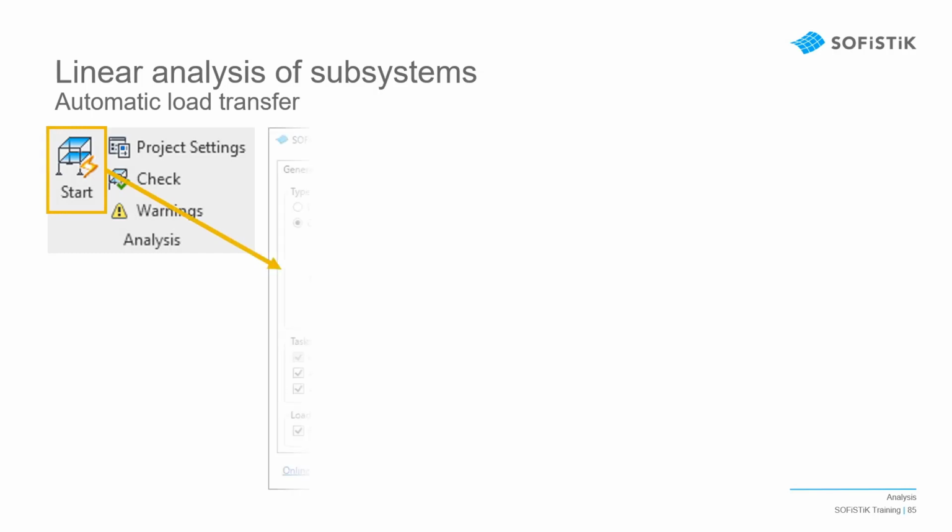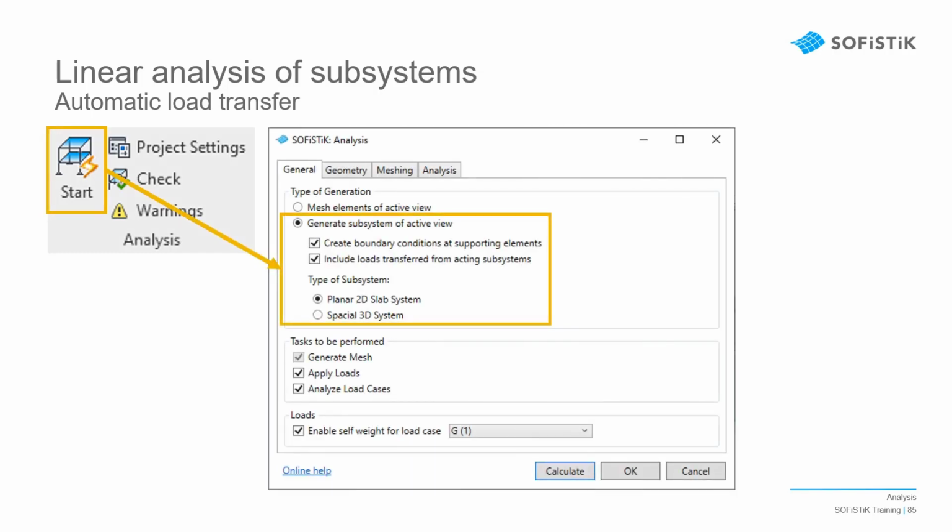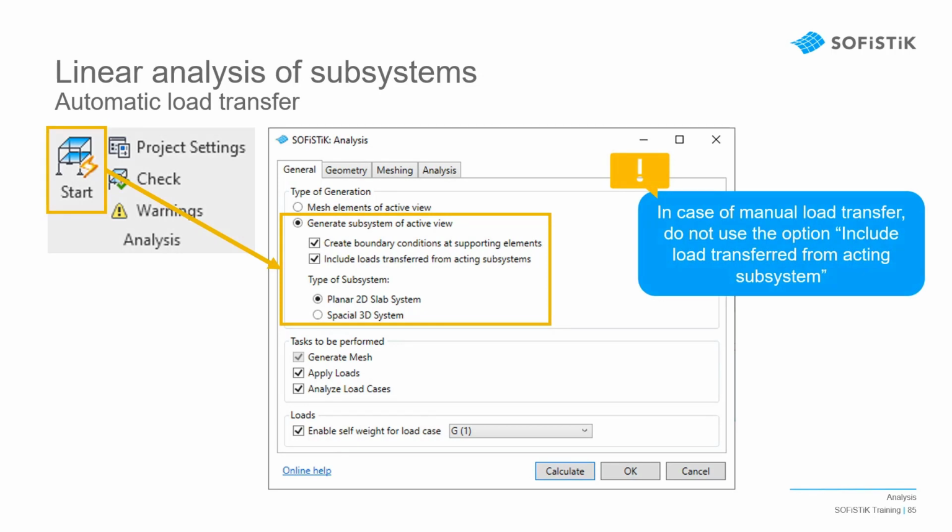Although the calculation menu looks the same as for the main system, some new options will be proposed in the tab General, one relating to the automatic creation of boundary conditions, the other with regards to the load transfer. Be very careful not to mix both manual and automatic load transfer, otherwise you will account for these loads twice.